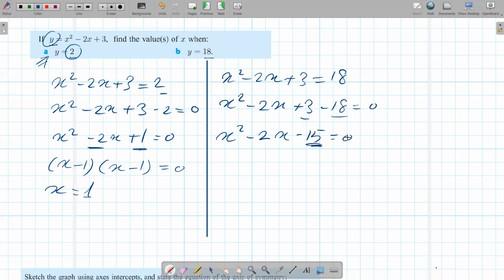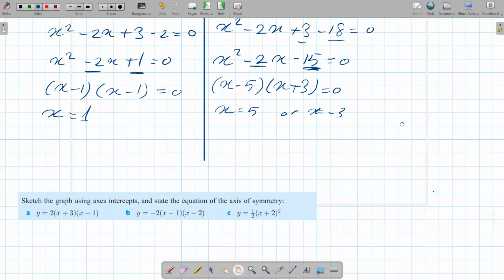Think about two numbers. The product of these two numbers should be negative 15. If we add them, the summation should be negative 2. Think about these two numbers. Negative 3 and 5? 3 and negative 5, completely right. Then it becomes x minus 5 times x plus 3 equals 0. Then x equals 5 or x equals negative 3. Till now, is it clear?